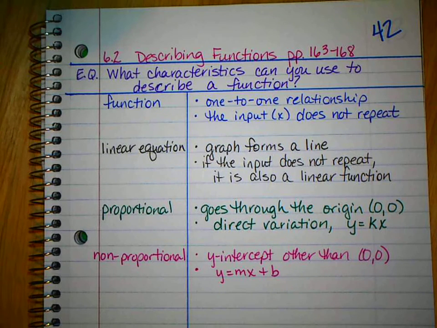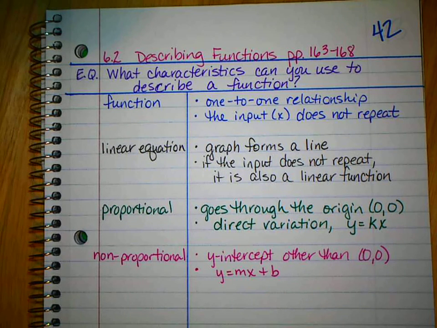One-to-one relationship where the input x does not repeat. A linear equation, the graph forms a line. If the input does not repeat, then we can also call it a linear function. Proportional, we've done those before. It goes through the origin, 0, 0, and we have a direct variation equation of y equals kx.